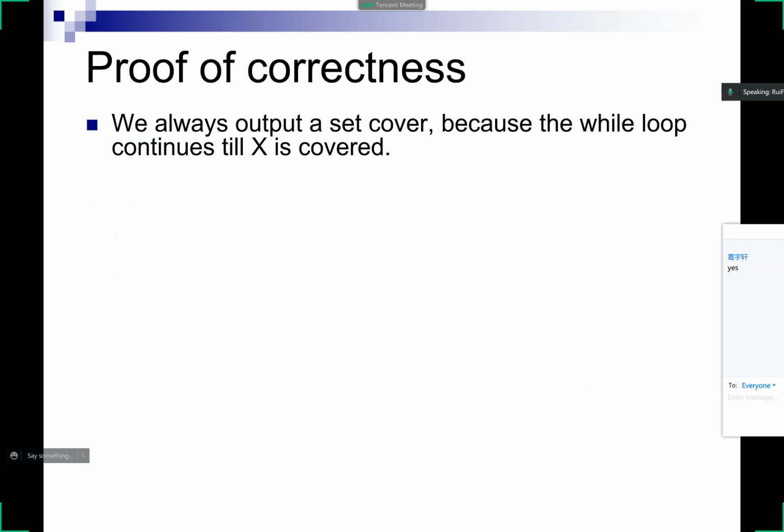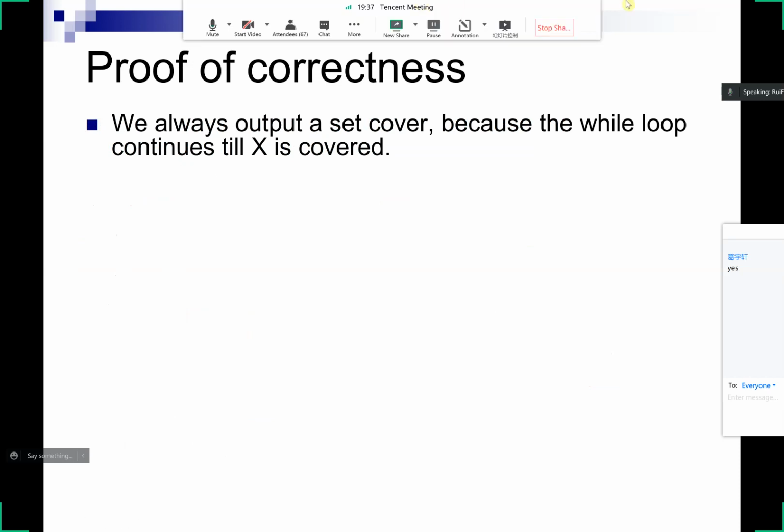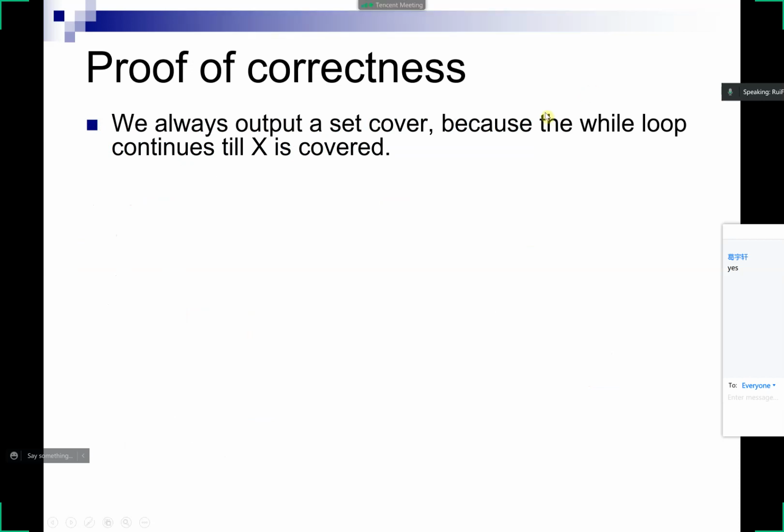Okay, so now let's show that this algorithm is correct. First of all, we need to show that the answer it produces is actually a set cover. And after that, we'll show that it achieves this log n approximation factor.